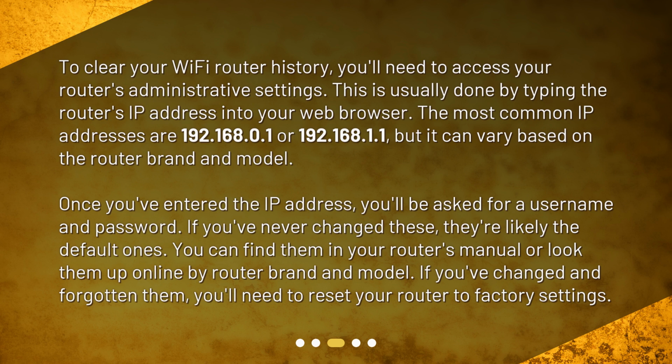Once you've entered the IP address, you'll be asked for a username and password. If you've never changed these, they're likely the default ones. You can find them in your router's manual or look them up online by router brand and model. If you've changed and forgotten them, you'll need to reset your router to factory settings.